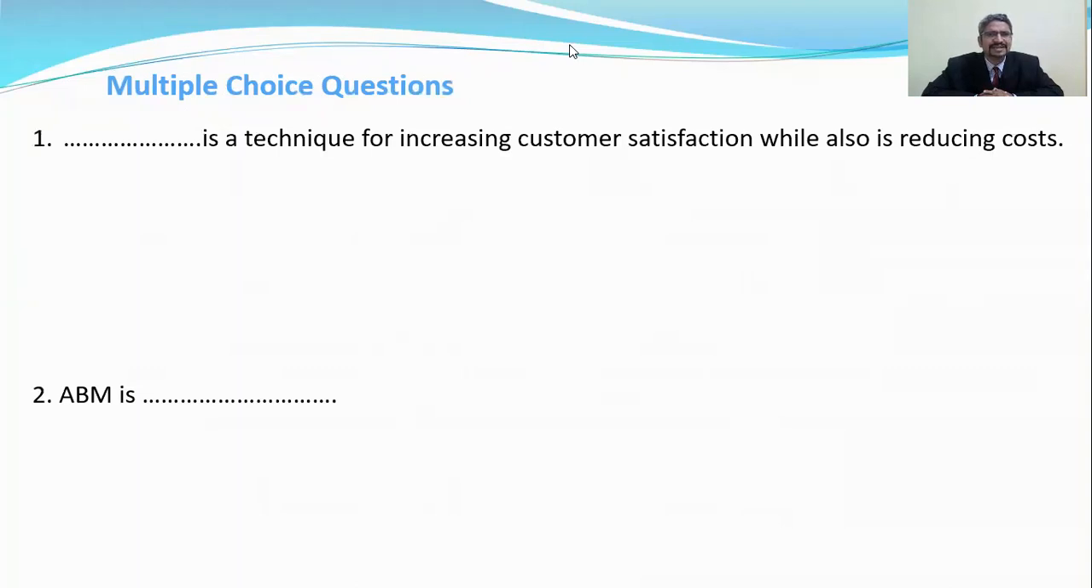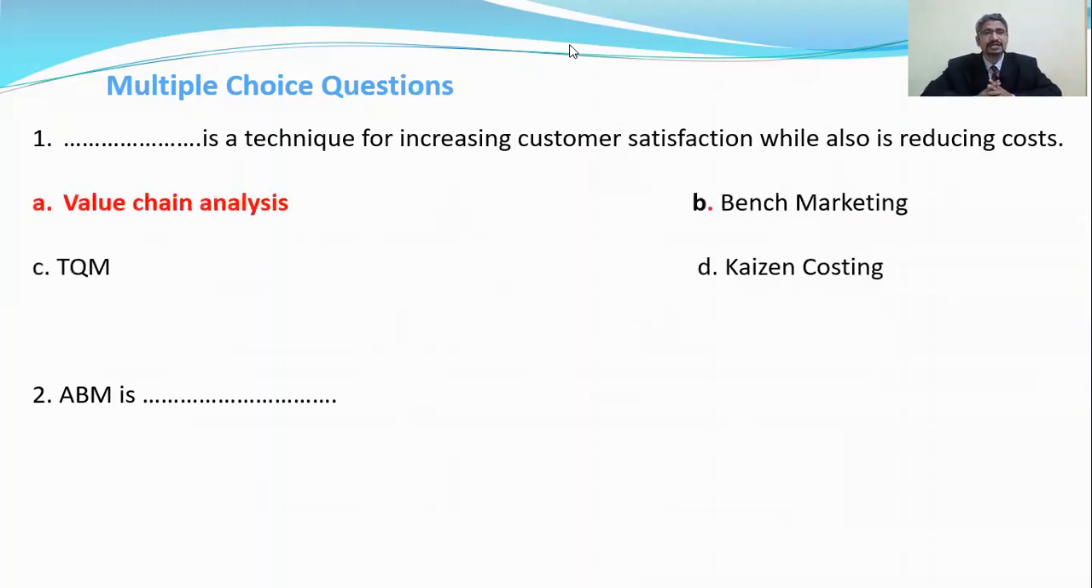Now, dash is a technique for increasing customer satisfaction while also reducing cost. So without compromising customer satisfaction, we are trying to reduce the cost. This is called value chain analysis. Value chain analysis is a technique for increasing customer satisfaction while also reducing cost. We are trying to reduce our cost, but not at all compromising the customer satisfaction. This is called value chain analysis.